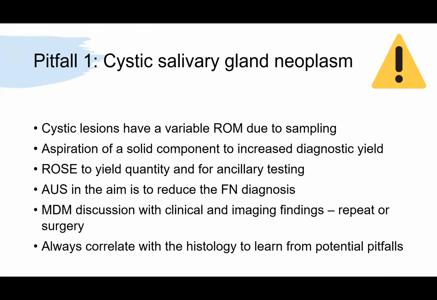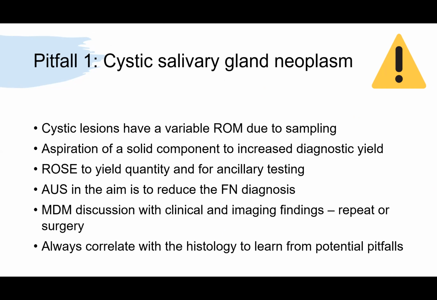So number one pitfall here was the cystic salivary gland neoplasm. Because of variable sampling, these will have a range of malignancy. And how we can try to overcome that, if you do have a solid component, is to also try and yield some material to increase the diagnostic yield.